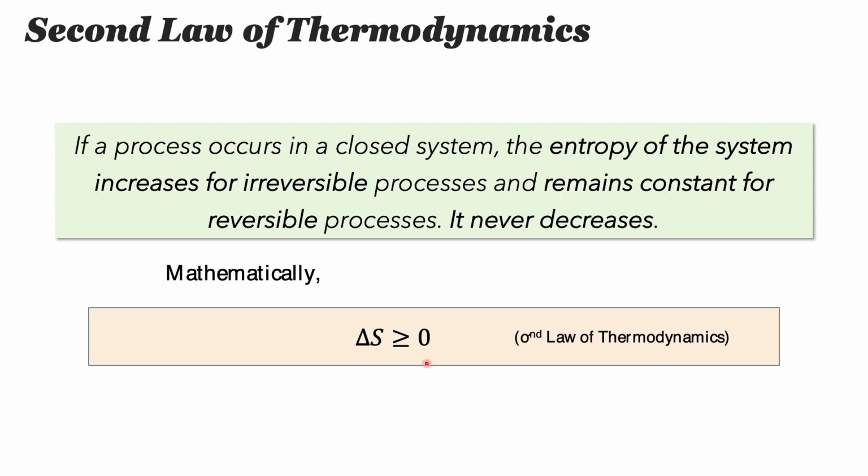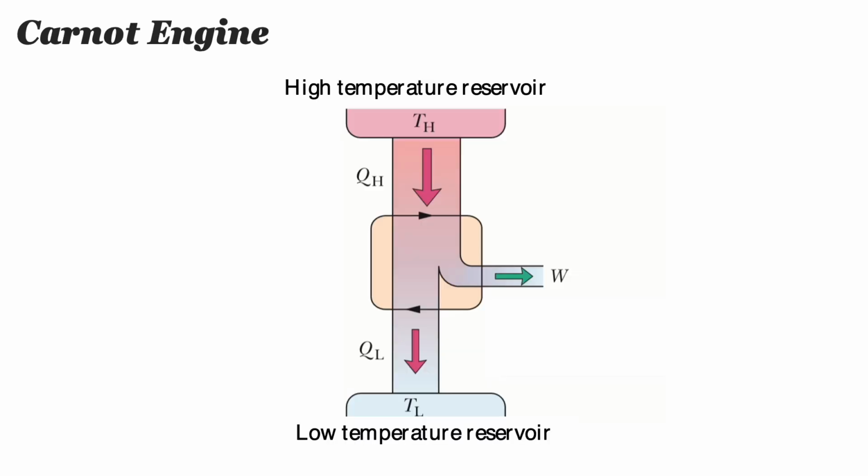Mathematically it can be represented like this, that delta S is either equal to or greater than 0. This is the mathematical relation for the second law of thermodynamics.